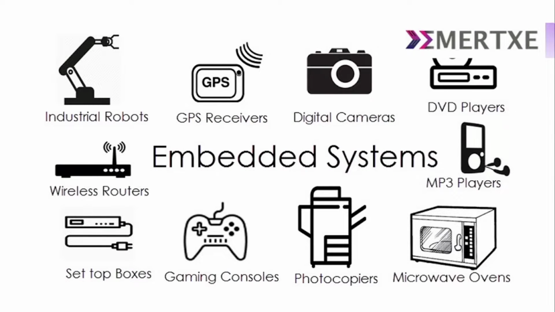These are the real-time applications of embedded system. Some applications include DVD player, industrial robots, GPS receiver, digital camera, microwave oven, and car black box system.